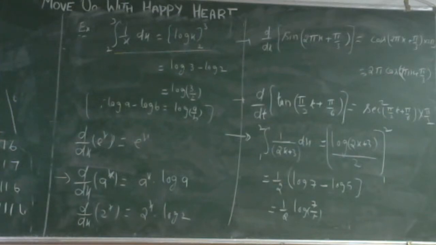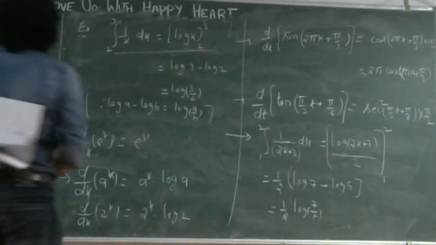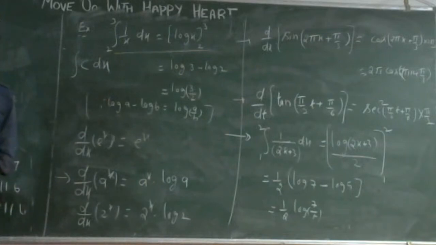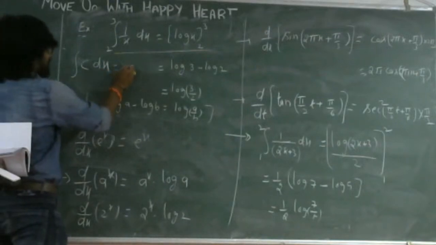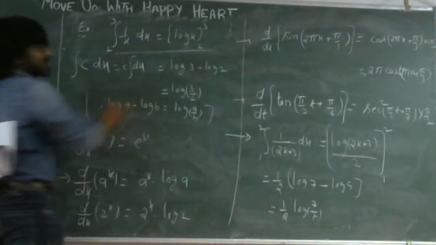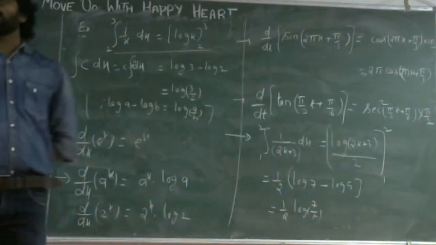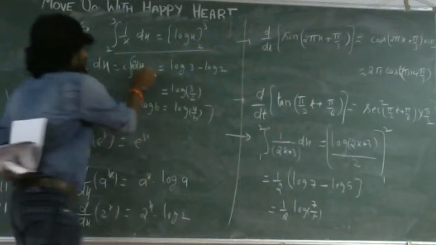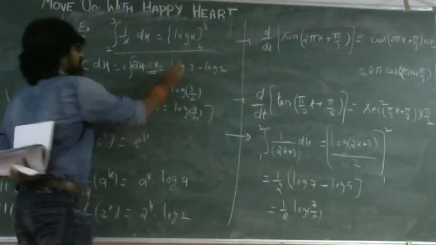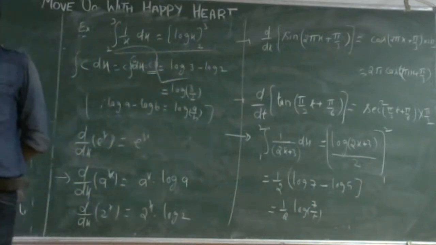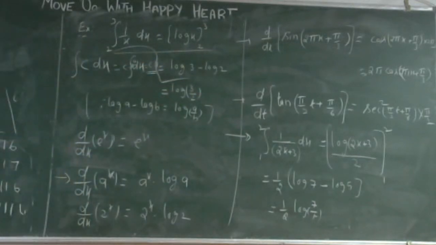So what is the integration of constants? Integral of some constant into dx. You have to take the constant out and write the integral of dx. Integral of dx means x power 0, so x power 0 plus 1 by 0 plus 1, that means x. The constant will come as C into x, that is Cx. Okay? Yes? So these are some general questions.